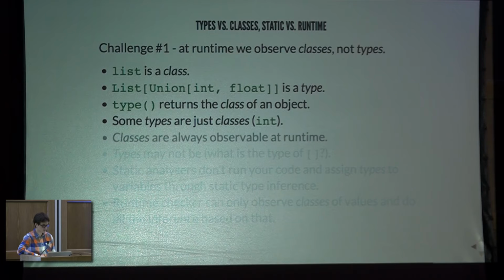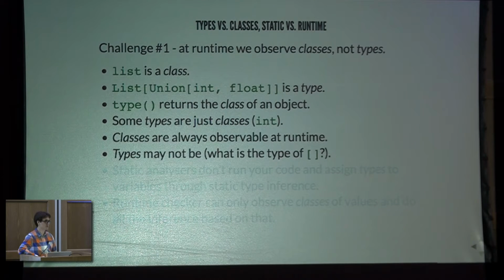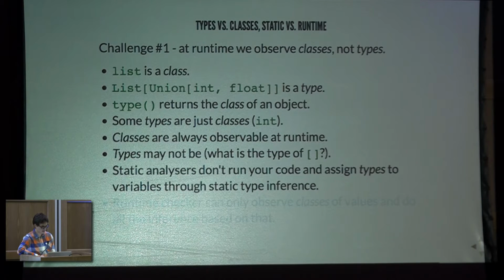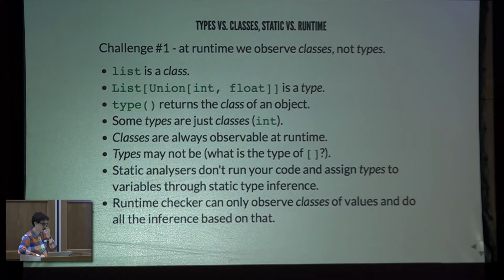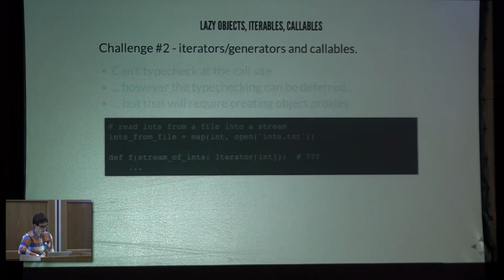And some types are classes, and classes are observable at runtime, but types are not always observable at runtime. Like, what's the type of an empty list? Is it a list of ints or a list of lists of ints? Static analyzers don't care about this. They don't run your code, so they just assign types to variables in this crazy type graph, and that's it. However, the runtime type checker has the values, and you can only observe the classes. So you can only work with that.